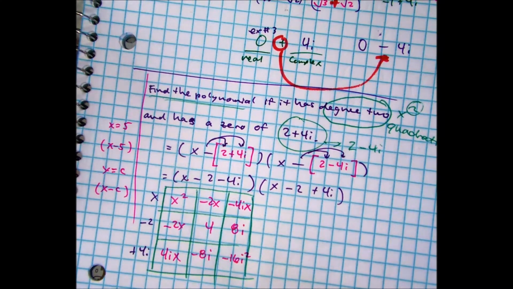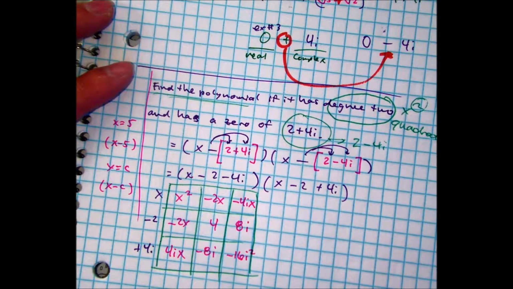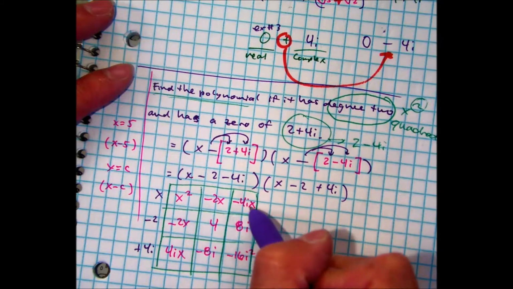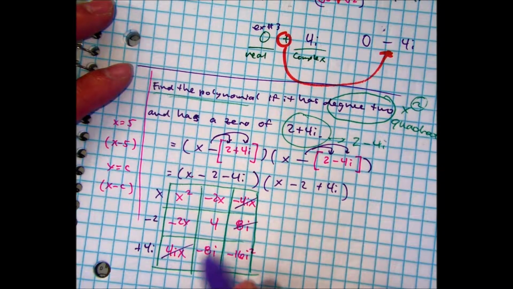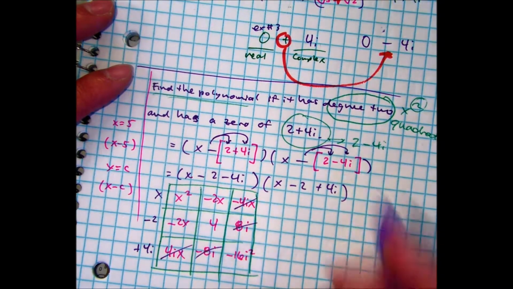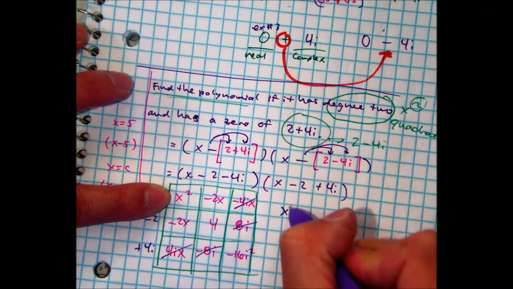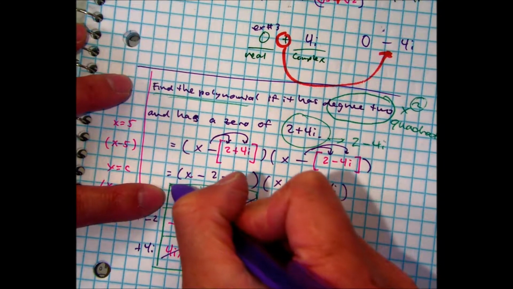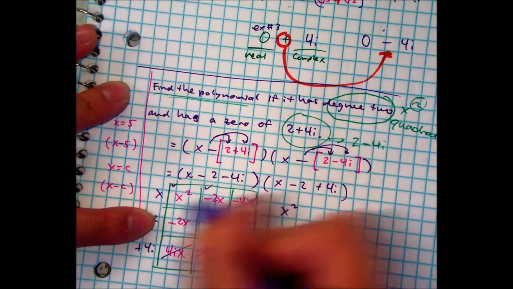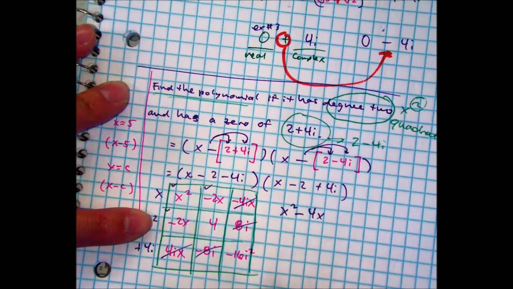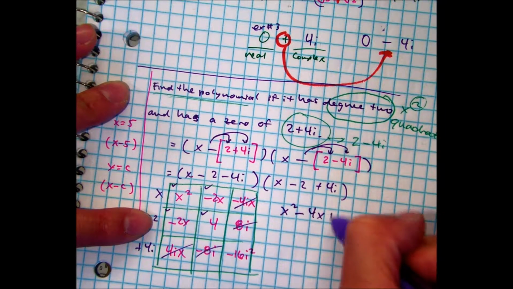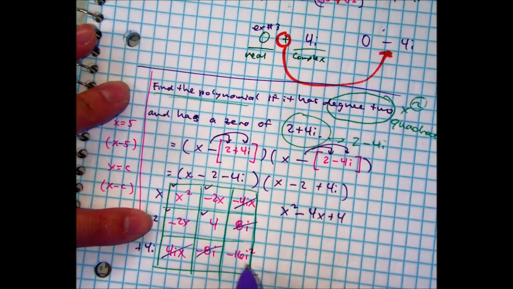I'm going to go through and simplify any of them if I can. I recognize that the negative 4ix and the positive 4ix cancel, and the 8i and the negative 8i are opposites. They will cancel. I'm left with x squared. You can use a little check mark so that helps you make sure you have all the boxes. Negative 2x and a negative 2x gives me negative 4x. Pay attention. I have a 4 and negative 16i squared.